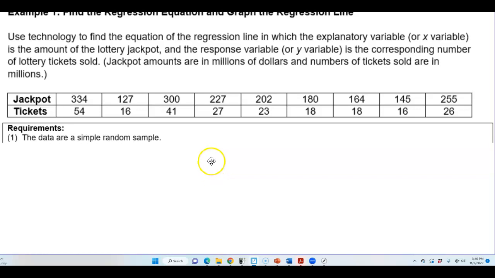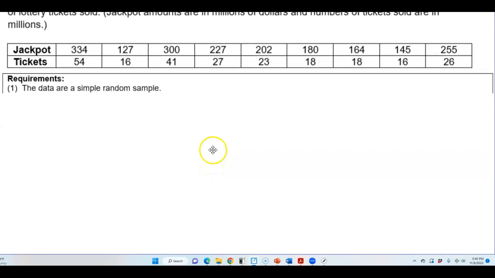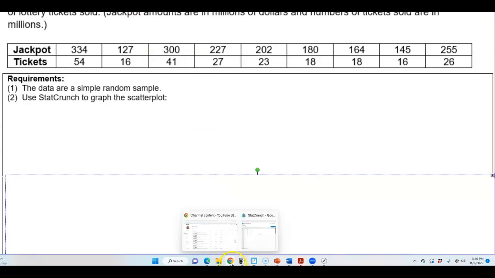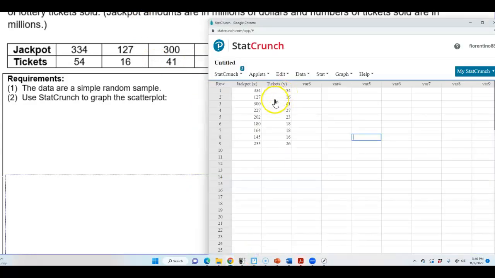Requirements. We want to make sure the data are a simple random sample, which it is. We want to use StatCrunch to graph the scatter plot. So let's go ahead and graph the scatter plot. So we're going to open up StatCrunch. We're going to put in the column for jackpot, which represents the X values, and then we have the tickets, and those numbers are in the second column.